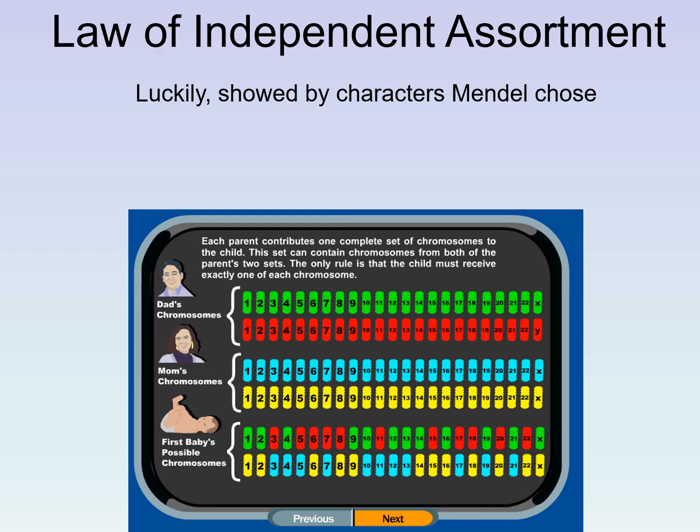So to put it in terms of chromosomes, each pair of alleles segregates independently of other pairs during gamete formation. And referring to this picture again, Dad will give green at chromosome 1, and that has no bearing whatsoever on whether or not he gives green at chromosome 2.